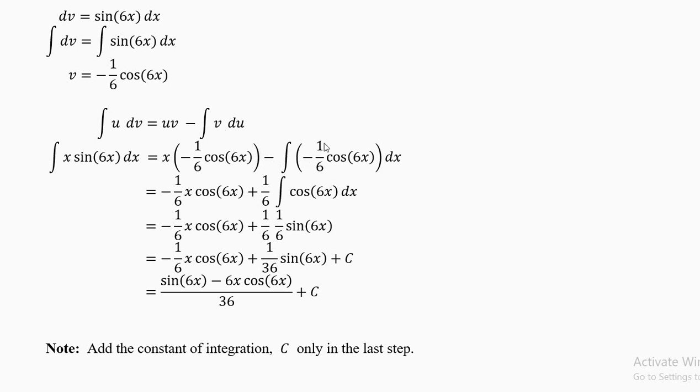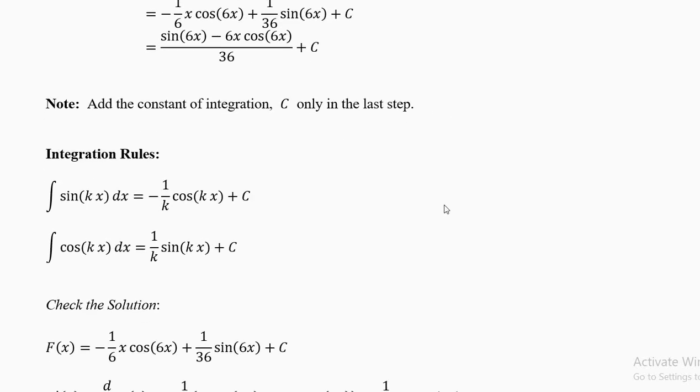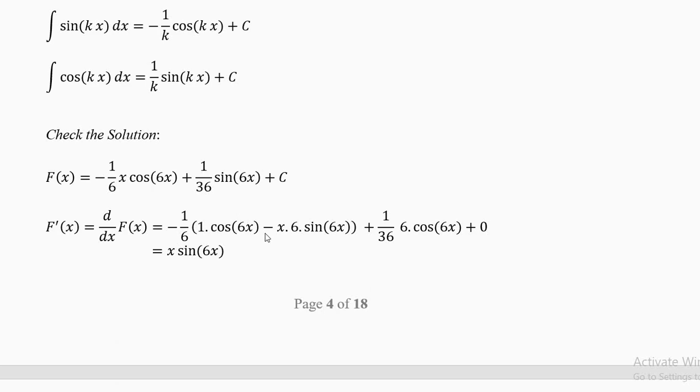v is equal to this bracket minus 1 by 6 cosine 6x and du equal to dx. Now minus into minus 1 by 6, the number has to go out, it will become plus 1 by 6 integration of cosine 6x. Integration of cosine is plus 1 by 6 sine 6x. There is no need to write plus, no need of brackets. 6 into 6 is 36, you'll get minus 1 by 6 x cosine 6x plus 1 by 36 sine 6x plus c. Now we have to do a little bit of algebra. You'll get sine 6x minus 6x cosine 6x, full divided by 36, plus c. Now again you have to differentiate and check your answers.